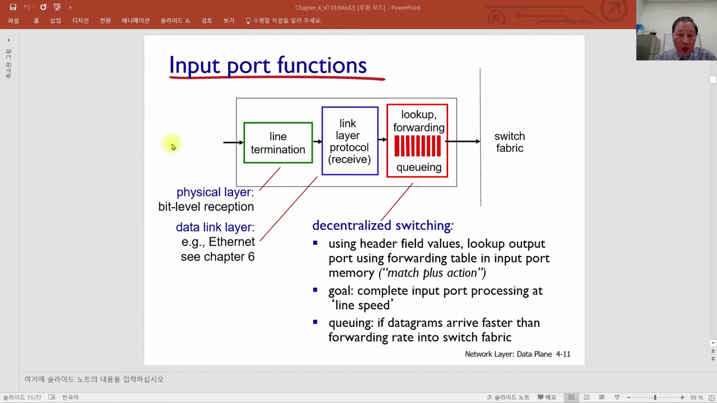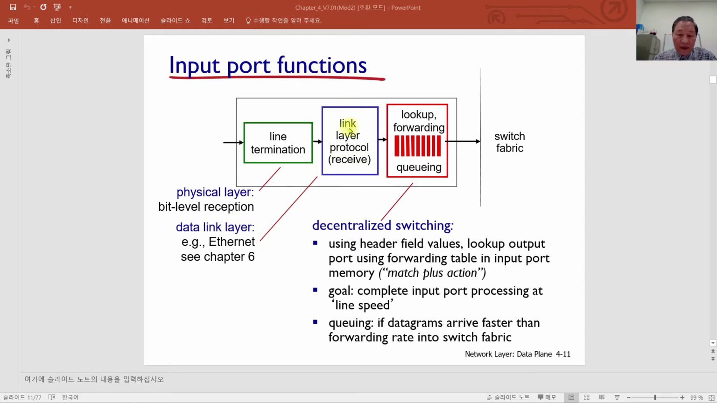And the packet will be arriving here through this line termination. After that, the link layer protocol, and this one is the queuing buffer, and after that, this one will be sent to this switching fabric for proper switching to the proper output link. This one is the physical layer, and this one is the electrical signal, bit level. This one is receiving that bit level signal, and this one is the data link layer.